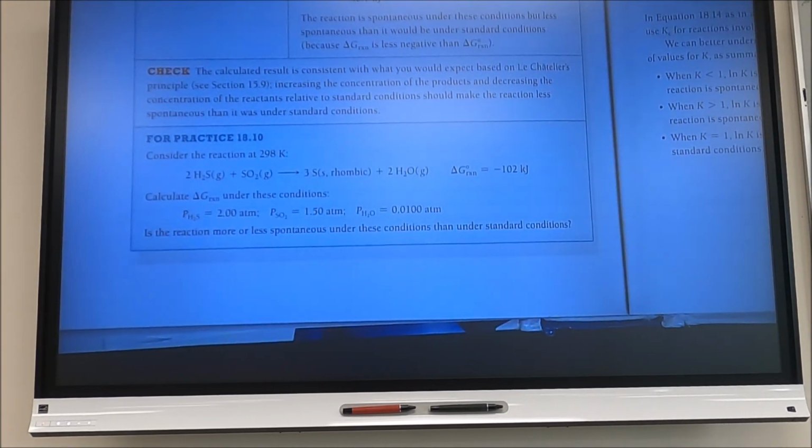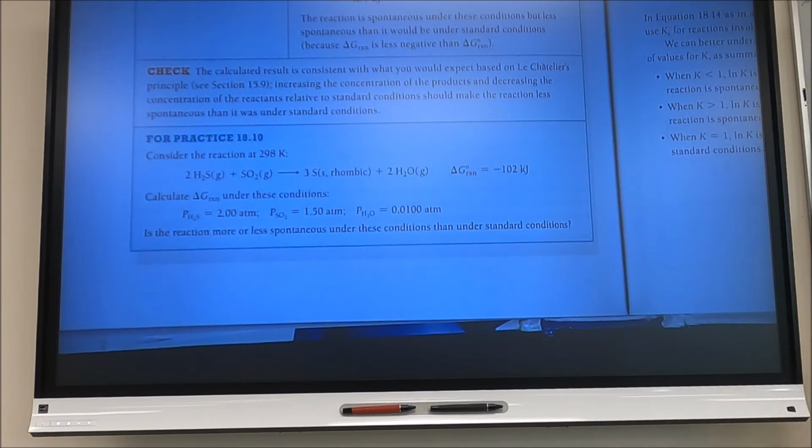It says consider the reaction at 298 degrees for 2 H2S plus SO2 going to 3 sulfur solid rhombic plus 2 waters gas. Delta G0 is minus 102 kilojoules. Calculate delta G under the conditions of partial pressure of H2S 2 atmospheres, partial pressure of sulfur dioxide 1.5 atmospheres, partial pressure of water 0.0100 atmospheres.